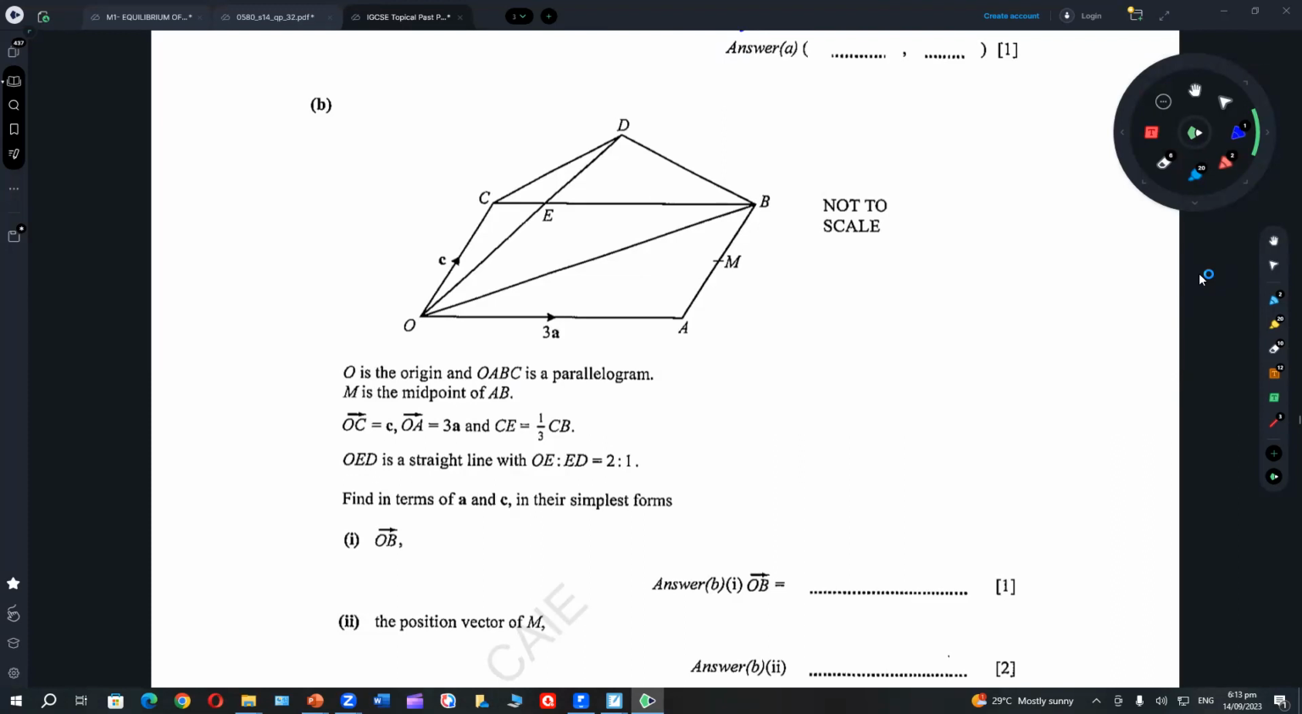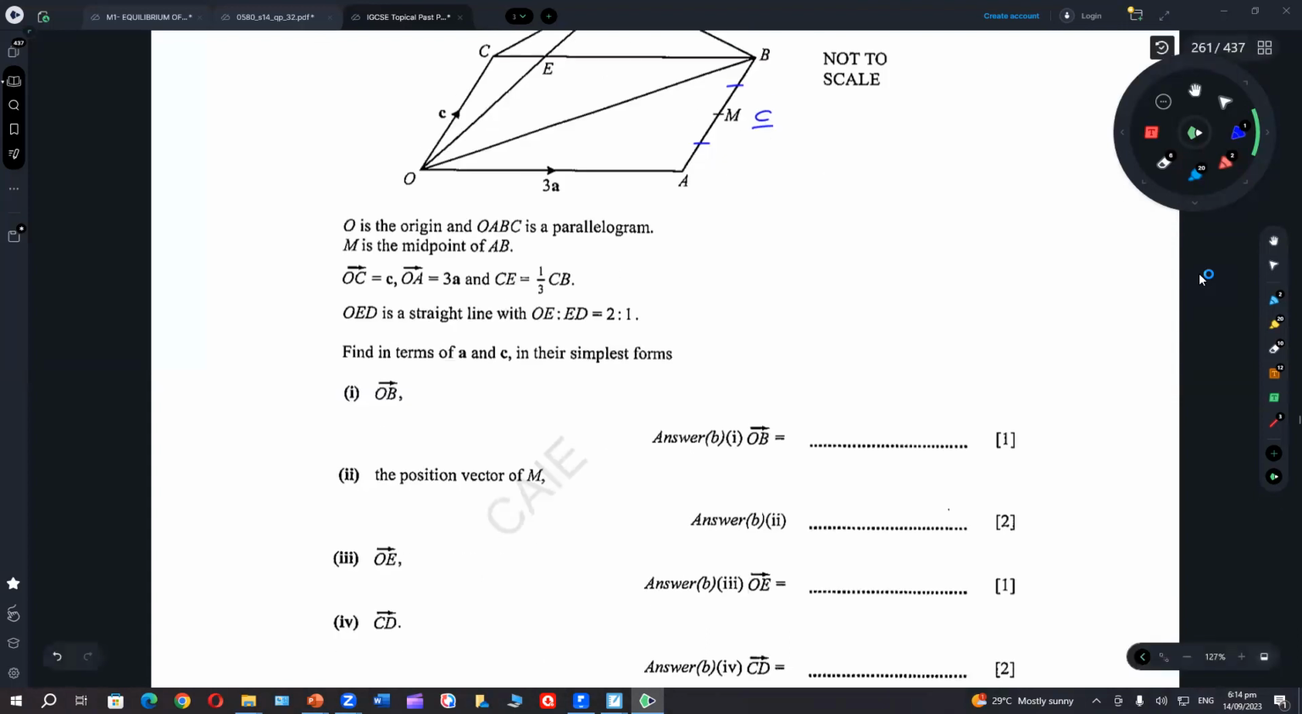O is the origin and OABC is a parallelogram. M is the midpoint of AB. OED is a straight line with OE ratio ED is 2:1. Find in terms of A and C and their simplest form OB. It's a parallelogram, so opposite sides should be equal. So AB should also be equal to C. So I should make an equation first.